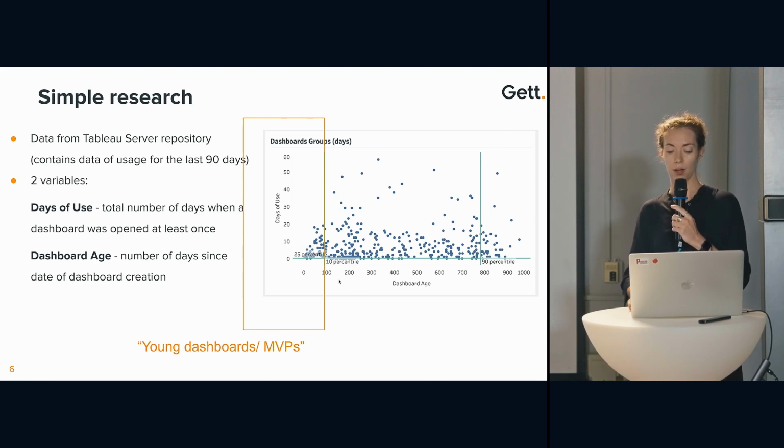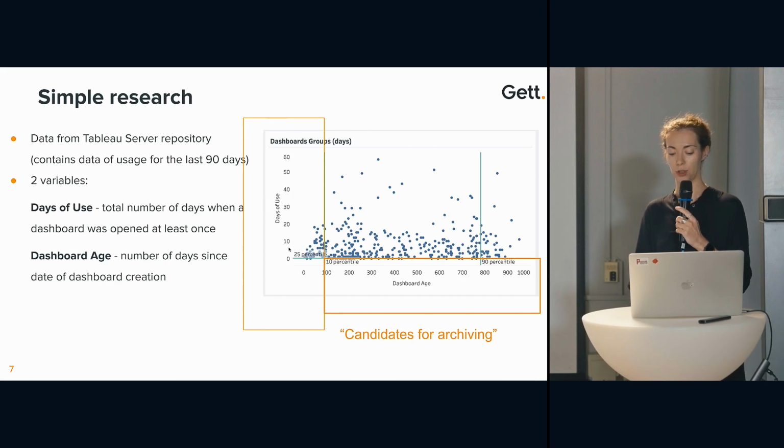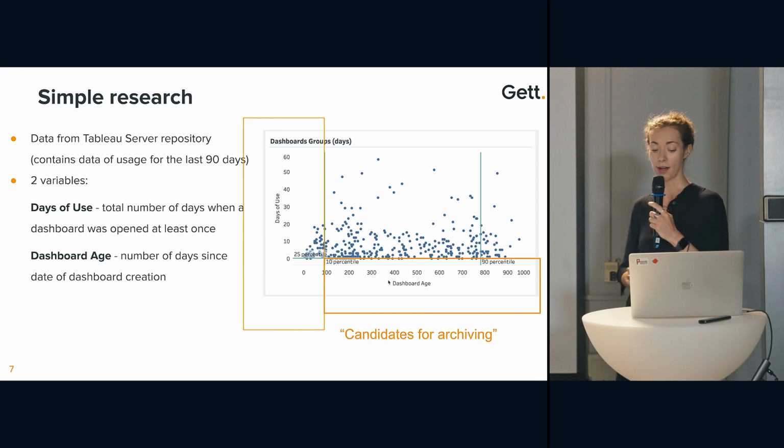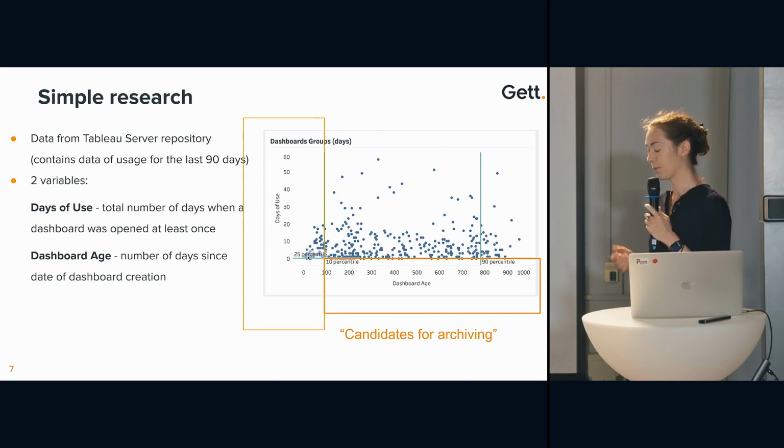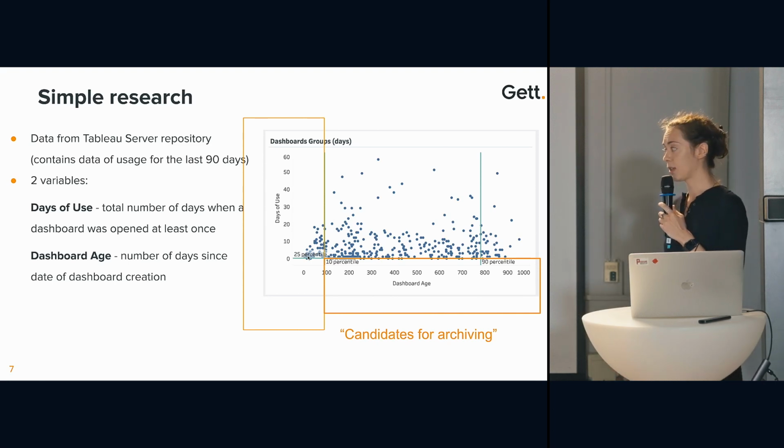Then we take the bottom 10% of days of use, and this is our focus group. These are our candidates for archiving. You may ask me why we're not simply using 0 days of use and being happy with this metric. Our goal was to create a scalable process.